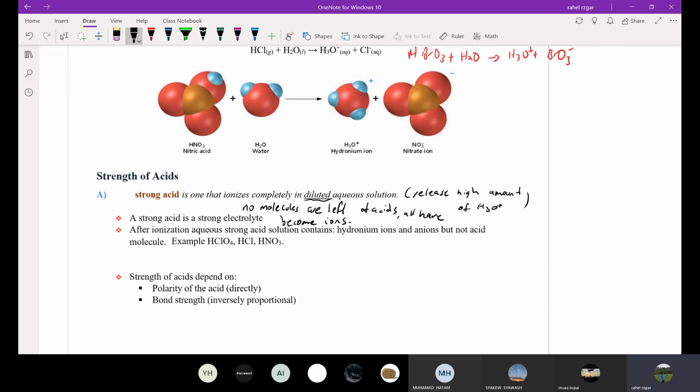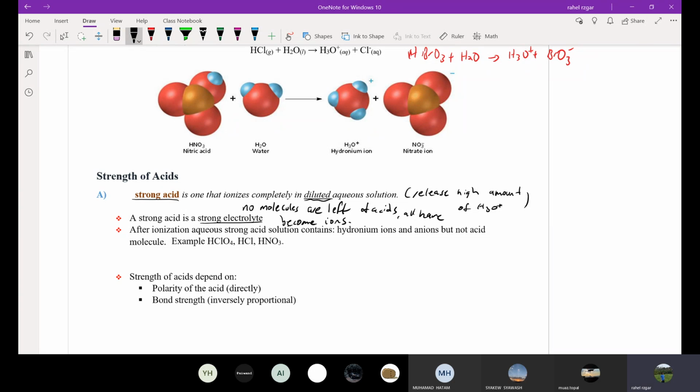No molecules are left of acids, all have become ions. Since it is a strong acid, all of it becomes ions. So all of the strong acids, see, it's just like chapter 2, the same definition: they are strong electrolytes as well.